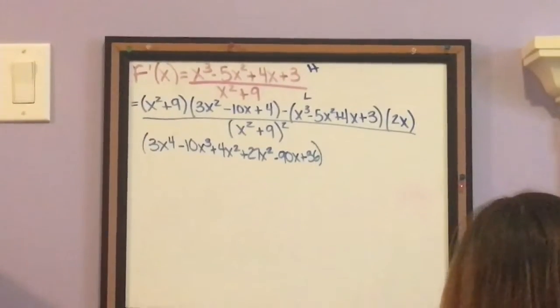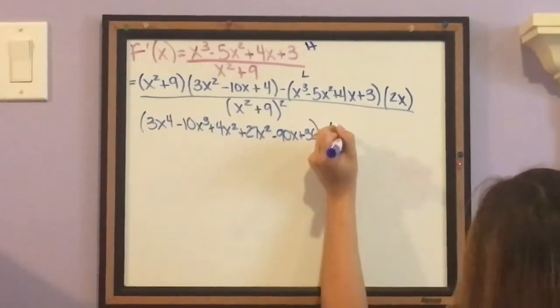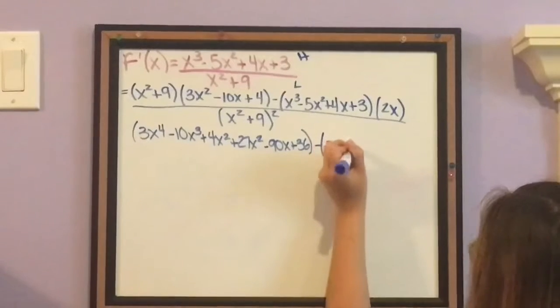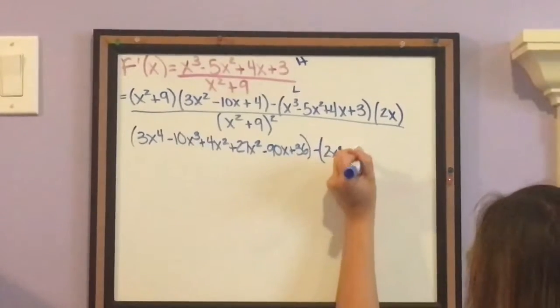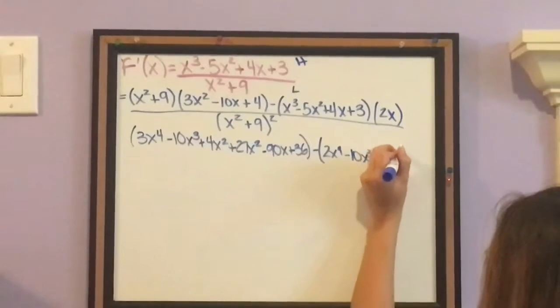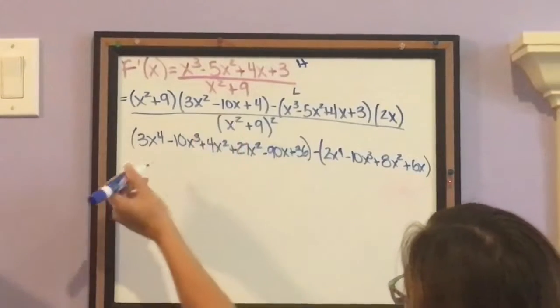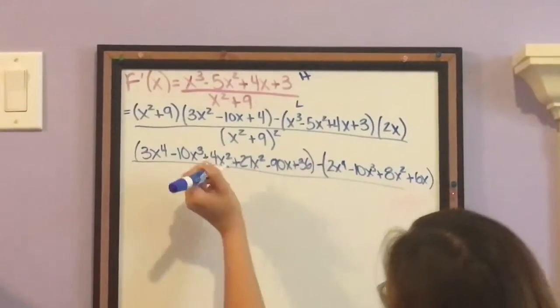And you still need to subtract it from 2x to the 4th minus 10x cubed plus 8x squared plus 6x. And it's still all over low squared.